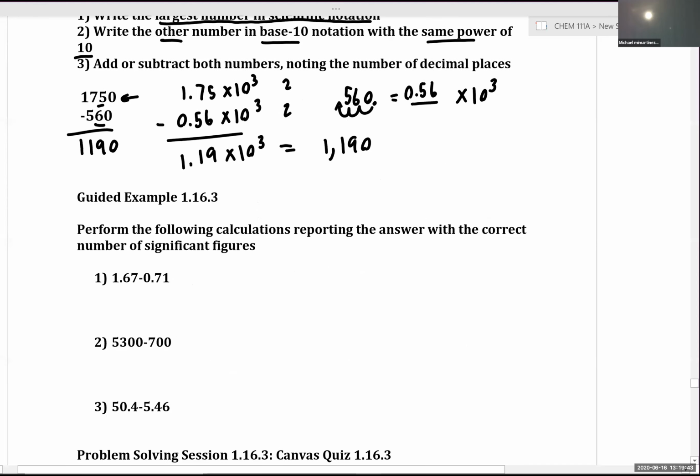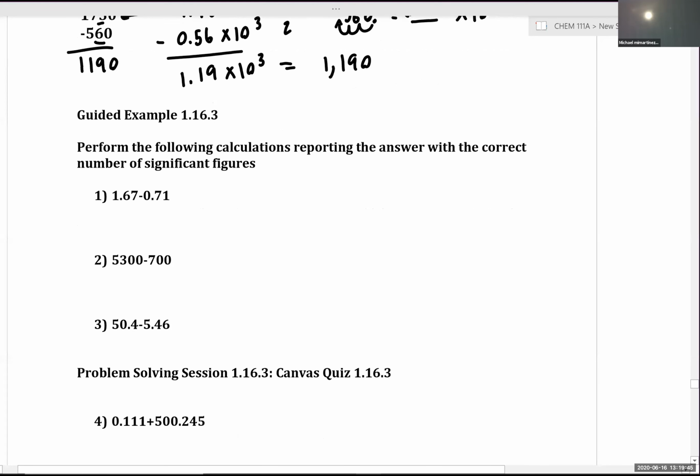So let's do a few more guided examples. Let's show some addition and subtraction examples. So 1.67 minus 0.71. Both of these numbers have 2 decimal places. So after subtraction, we end up with 0.96.